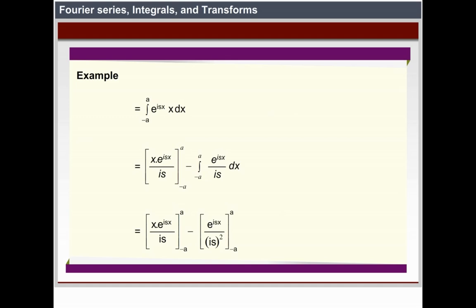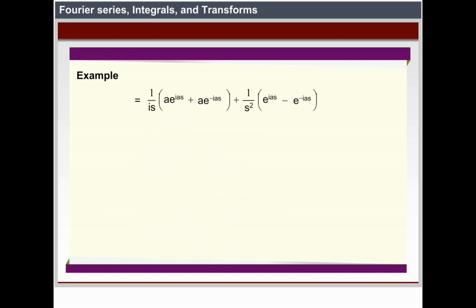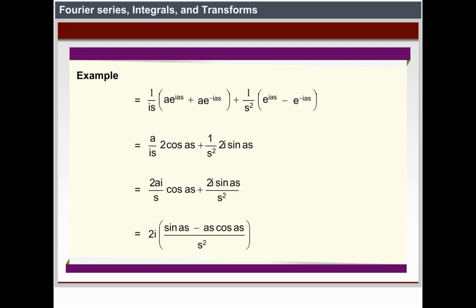After applying the limits, we get 1 by is into a into e power ias plus a into e power minus ias, plus 1 by s square into e power ias minus e power minus ias, which equals a divided by is into 2 cos as plus 1 by s square into 2i sin as, which equals 2ai divided by s into cos as plus 2i sin as divided by s square, which equals 2i into sin as minus as cos as divided by s square.